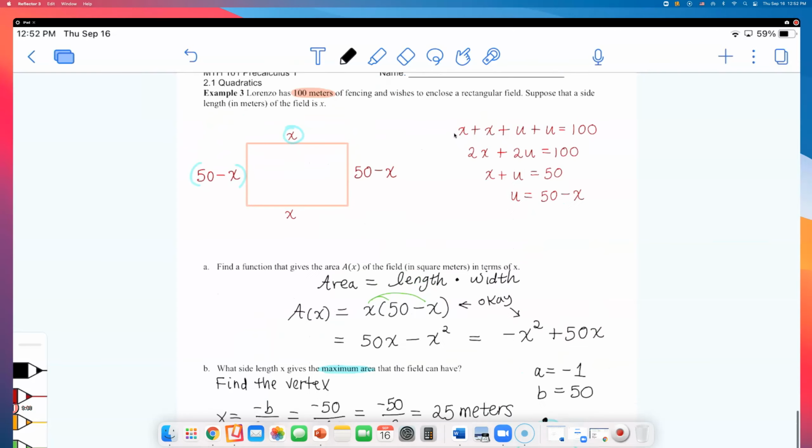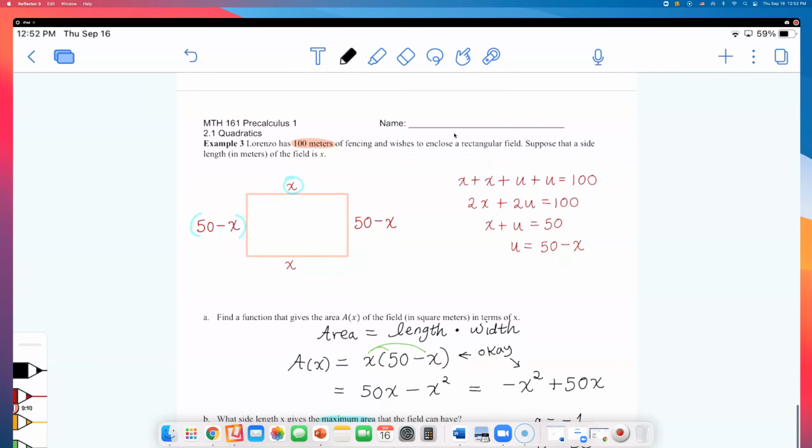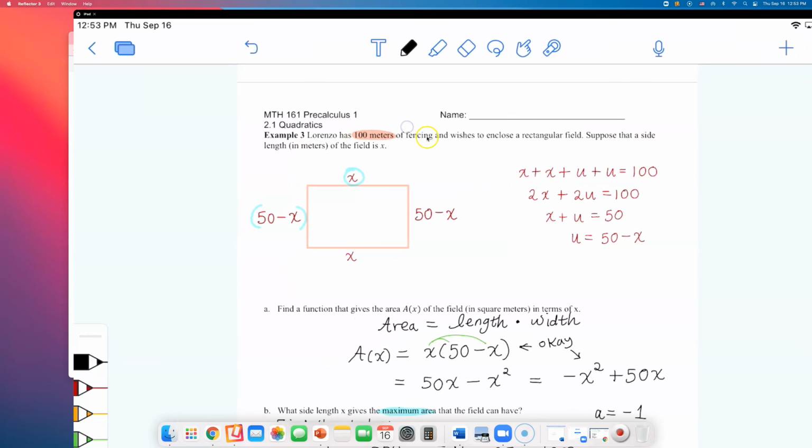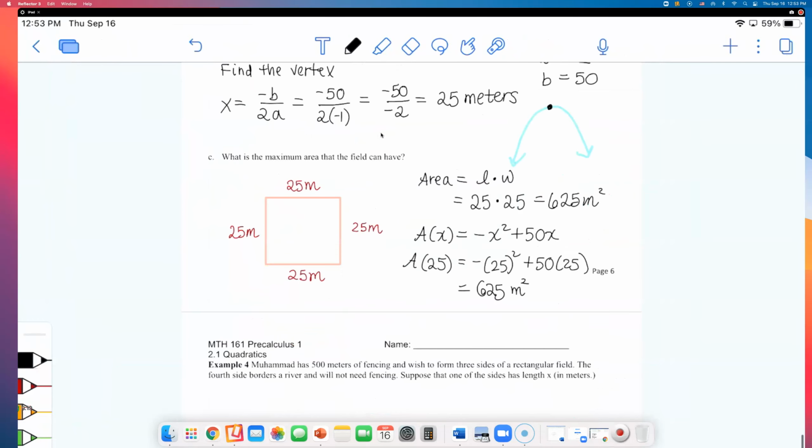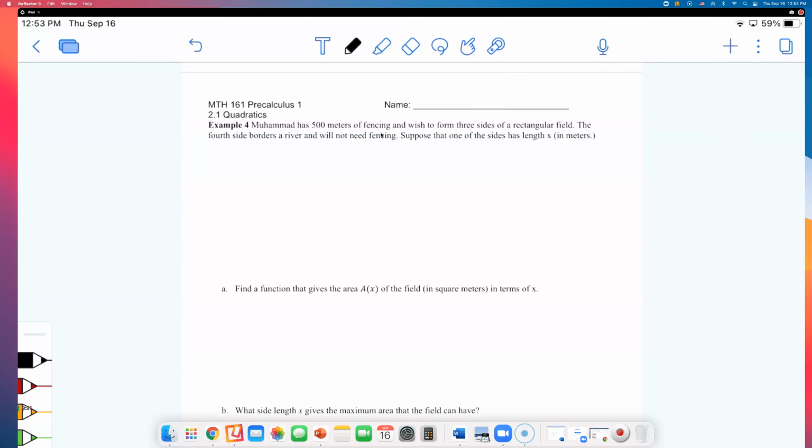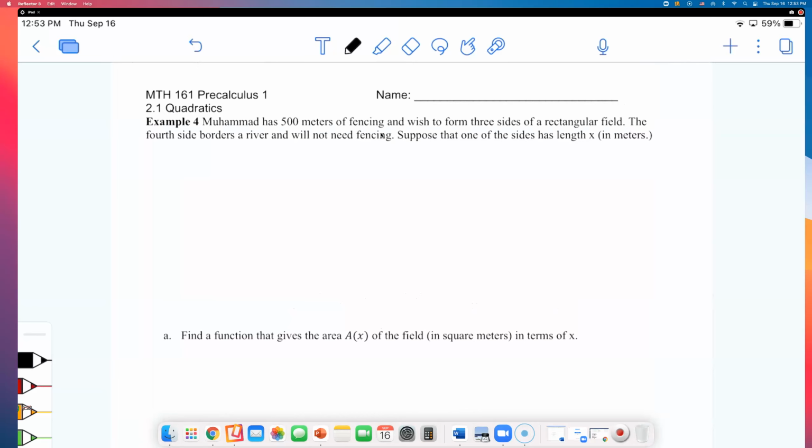So that was Lorenzo's word problem on maximizing his rectangular field. How is time? It's only 10 minutes. How about I do one more, okay? I'll do another one down here. This time Mohammed is building a fence. He has a little more. He has 500 meters of fencing, and he wishes to form three sides of a rectangle.